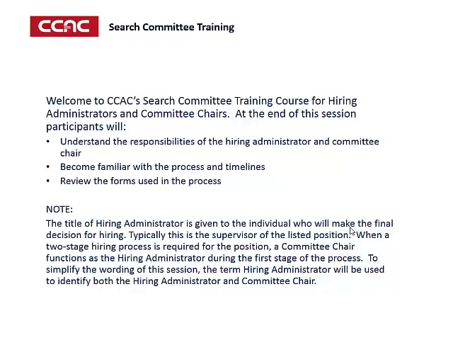In cases for an AFT search, this position is called the coordinating dean. But to simplify the wording for this session, the term hiring administrator is going to be used to identify the hiring administrator, the committee chair, and the coordinating dean.